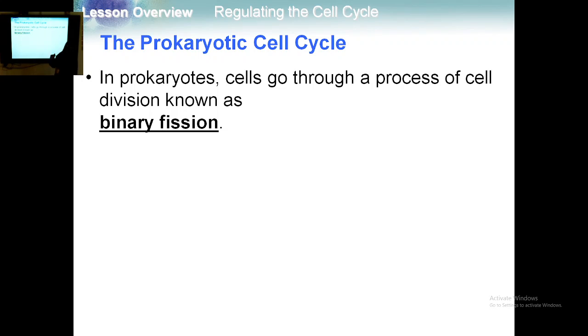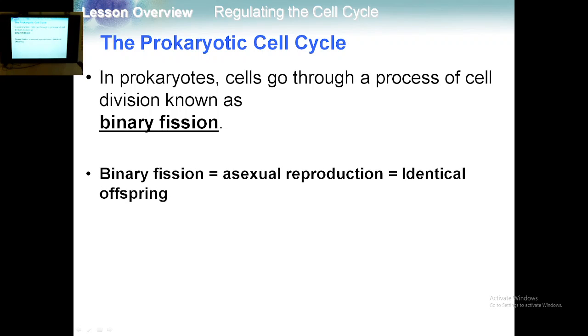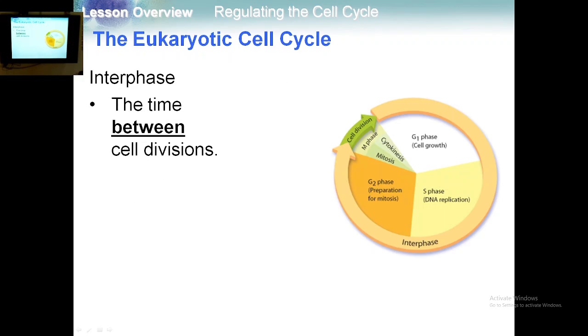In the prokaryotics, okay, let's study the prokaryotes. Cells go through a process of cell division known as binary fission. So we have the binary fission process, which is the cell division in the prokaryotic cell. In the cell division, or the binary fission, which is asexual reproduction, will produce identical offspring.